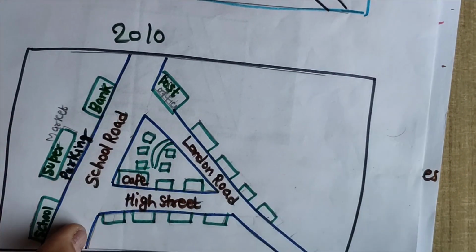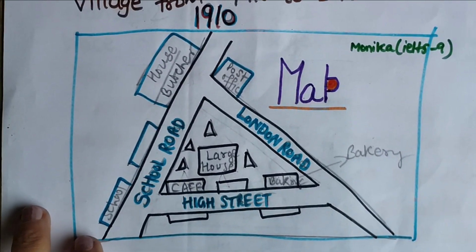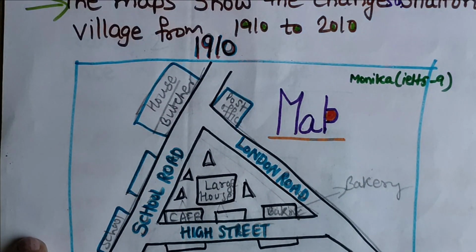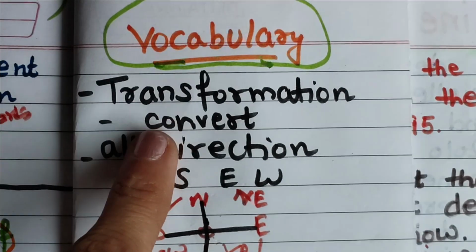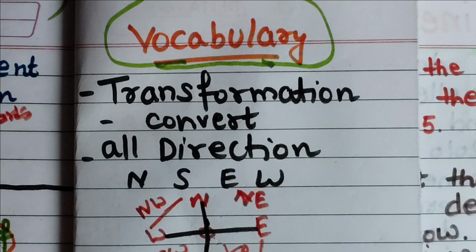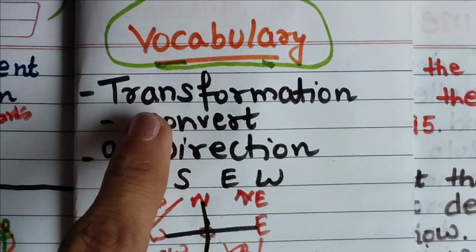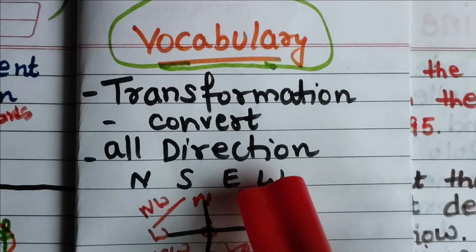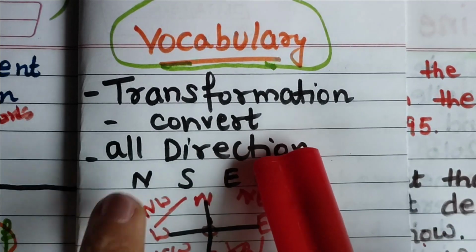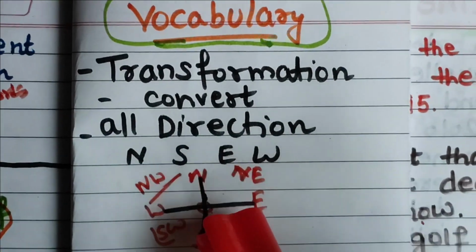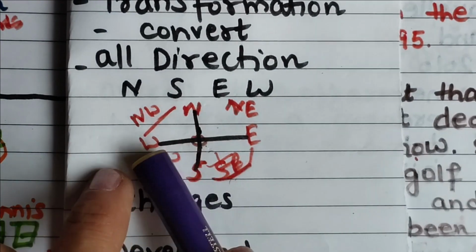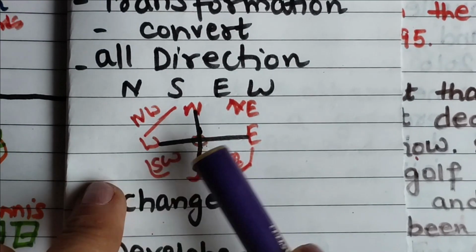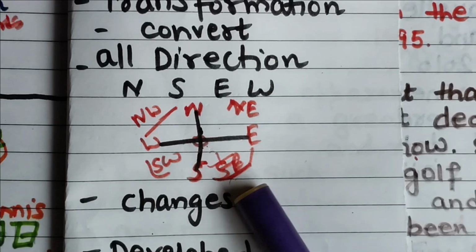So let's look at the vocabulary relating to this map activity. You can note it down in your copy. For map activity, you should always use these words. For changing, in the introduction, you can use this word: transformations, which means some modifications. Convert. All directions you should know: north, this is central, north, south, west, east, and then northwest, southeast, northeast and southwest.